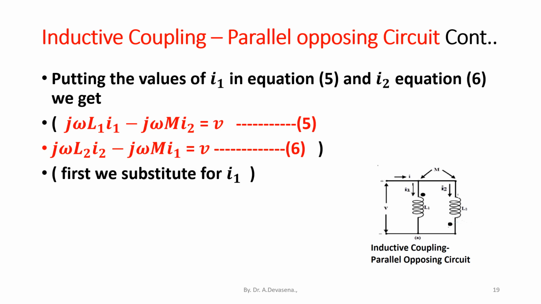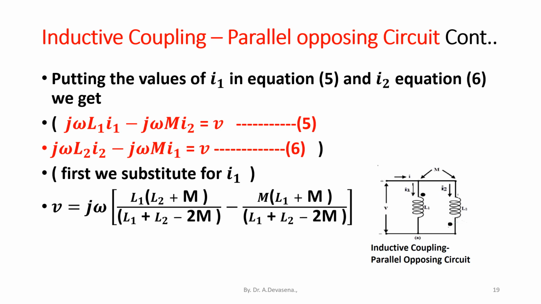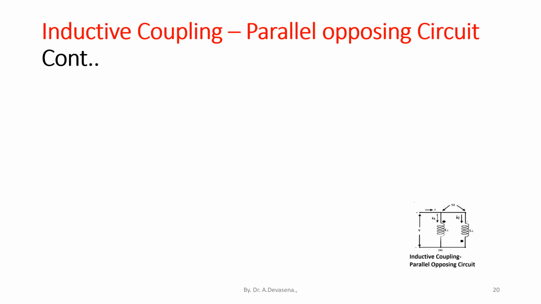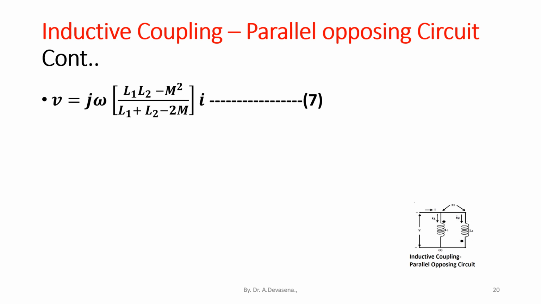First, we substitute for I1. We have V is equal to jω [L1 (L2 plus M) divided by (L1 plus L2 minus 2M) minus M (L1 plus M) divided by (L1 plus L2 minus 2M)] into I. That is, V is equal to jω [(L1 L2 plus M L1 minus M L1 minus M square) divided by (L1 plus L2 minus 2M)] into I. V is equal to jω [(L1 L2 minus M square) divided by (L1 plus L2 minus 2M)] into I.